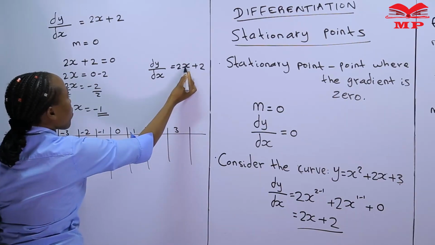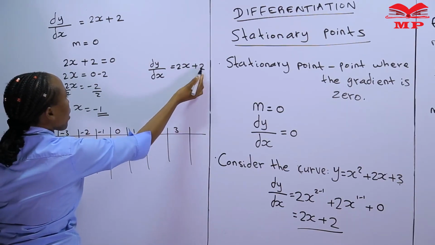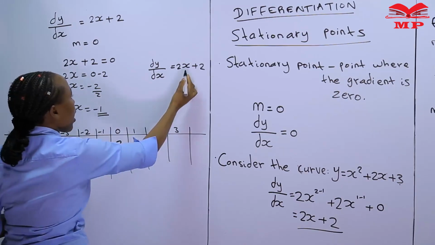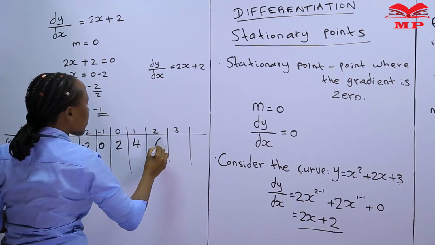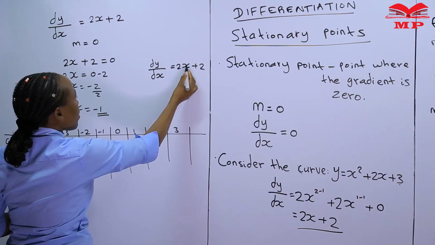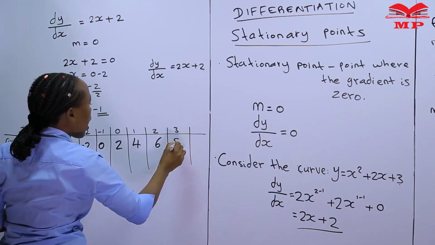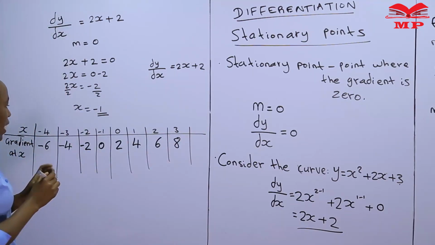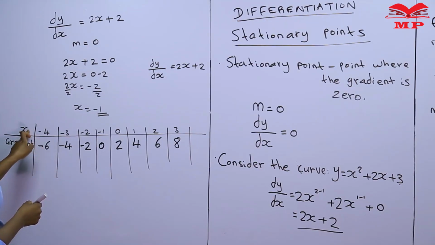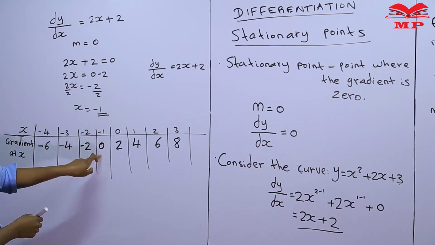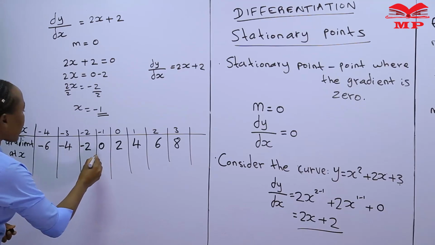When we have 1, we have 1 times 2, that is 2, plus 2 we have 4. When we have 2, this is 4 plus 2, we have 6. And when we have 3, we have 3 times 2, that is 6, plus 2, we have 8. So we can see clearly that at the point where x is equal to negative 1, the gradient is 0.